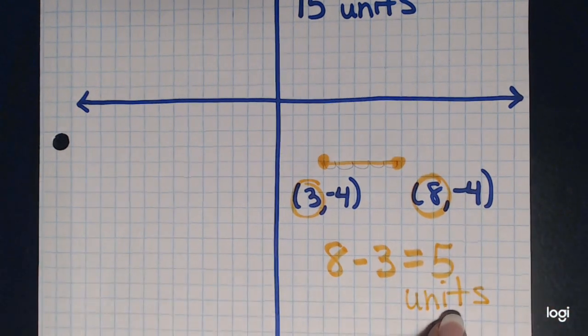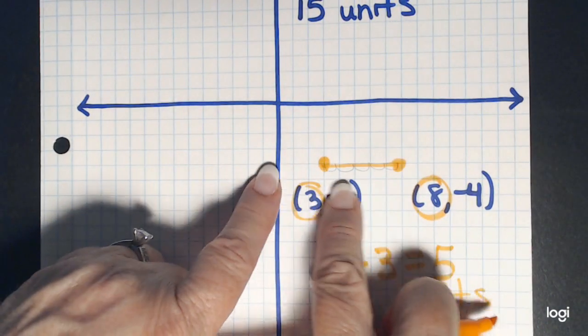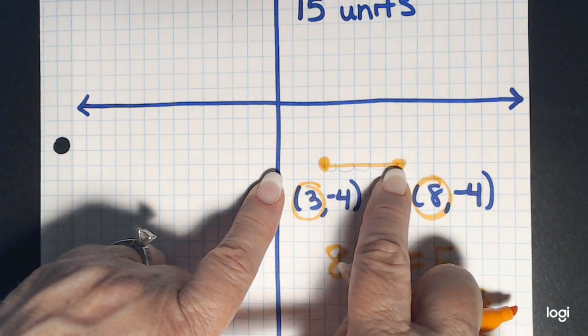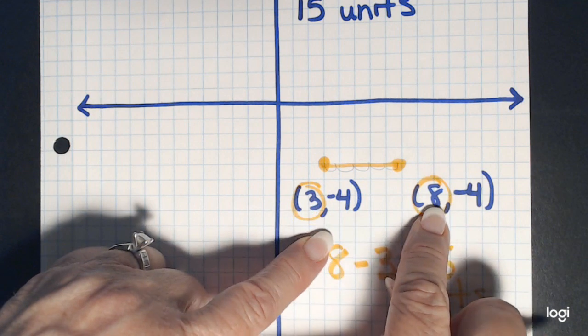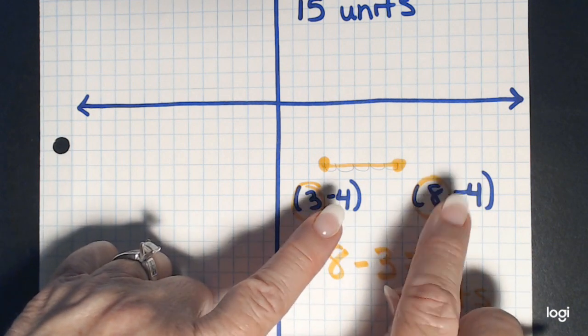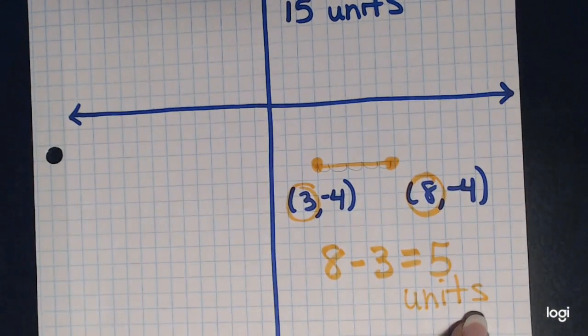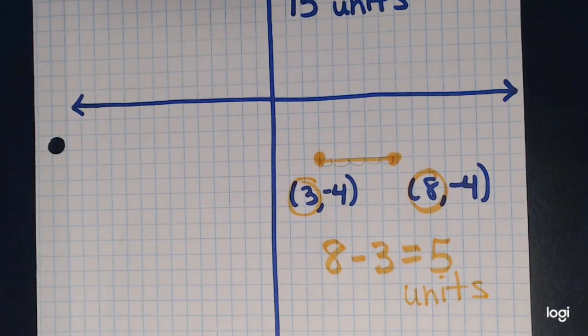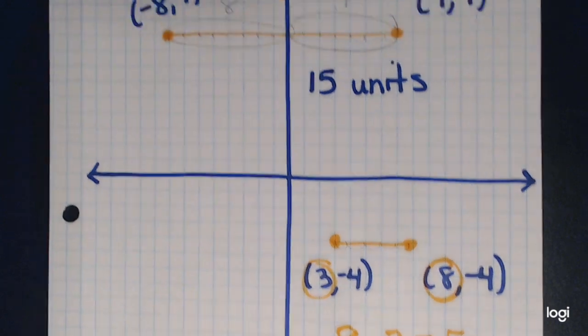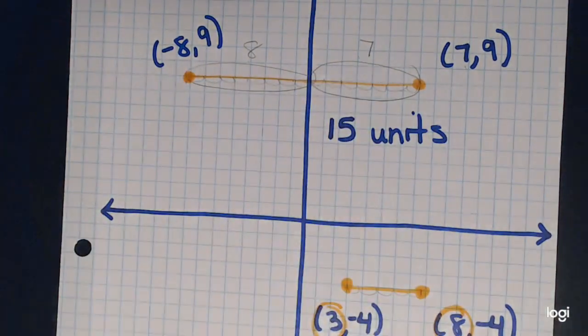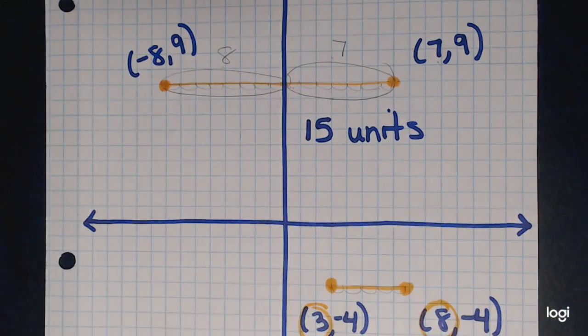Now let's think about this. There's 2 ways to find the distance. I could have counted 1, 2, 3, 4, 5, or I could have looked at the x. The 2 numbers are 8 and 3. The distance from 8 to 3 is 5. This is how we're going to find distance between our points on a coordinate plane.